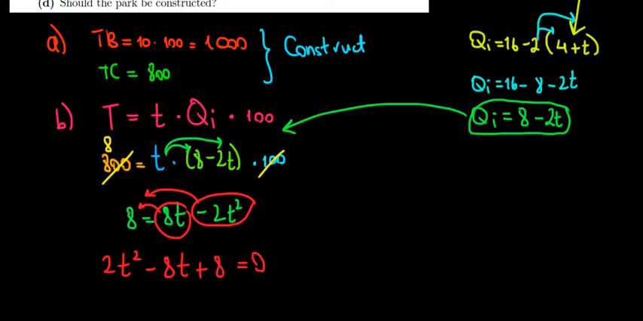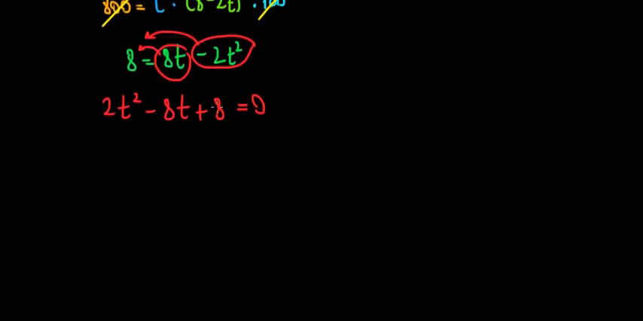Now, because it's an equation, we can divide both sides by 2, right? We can divide both sides by 2 to make it a bit more simple. It's going to be a simple quadratic equation. So let me show that we're dividing both sides by 2. t squared minus 8 over 2 is 4, plus 8 over 2 is 4 again, equals 0.